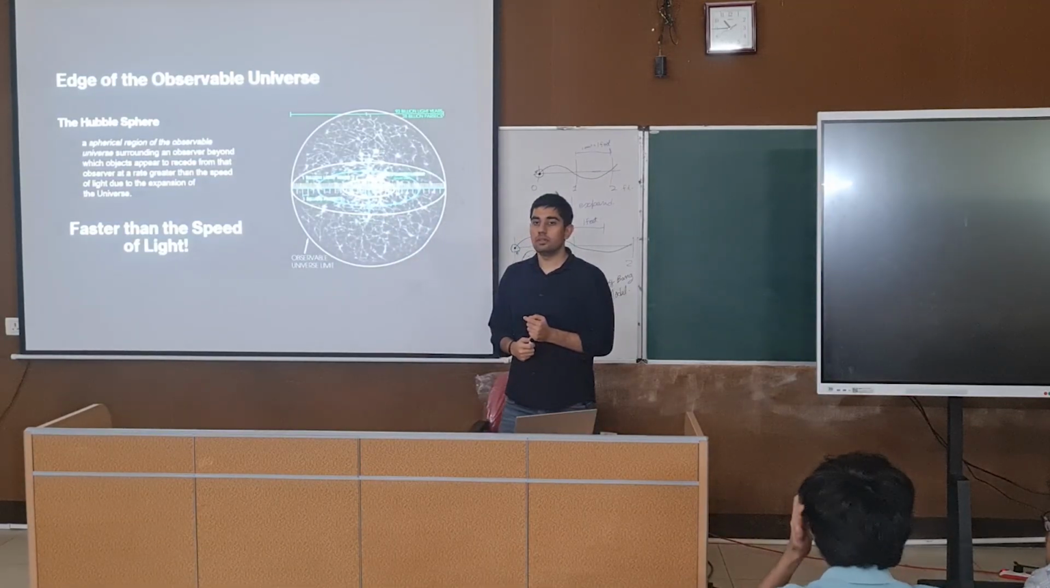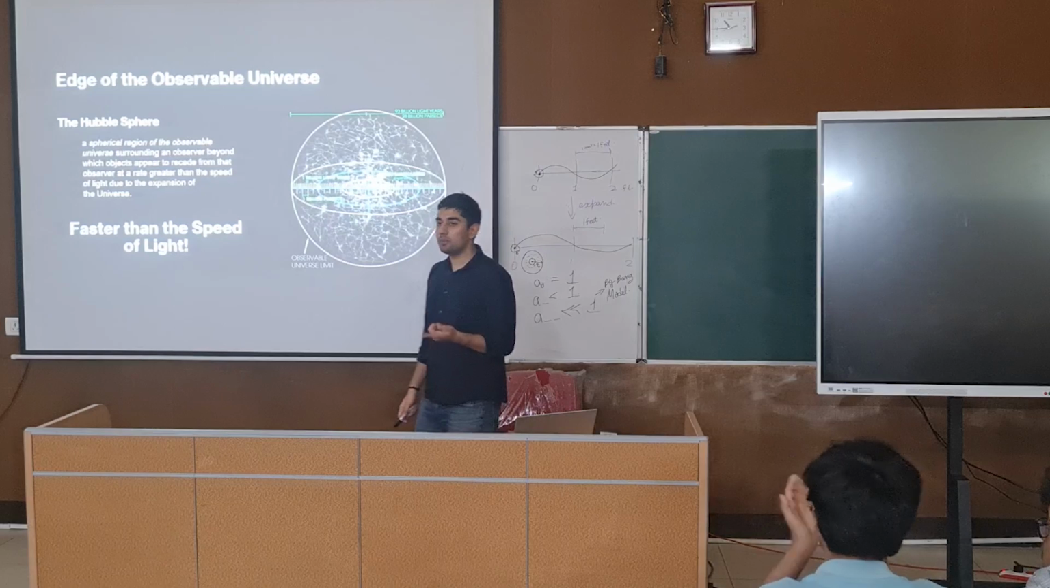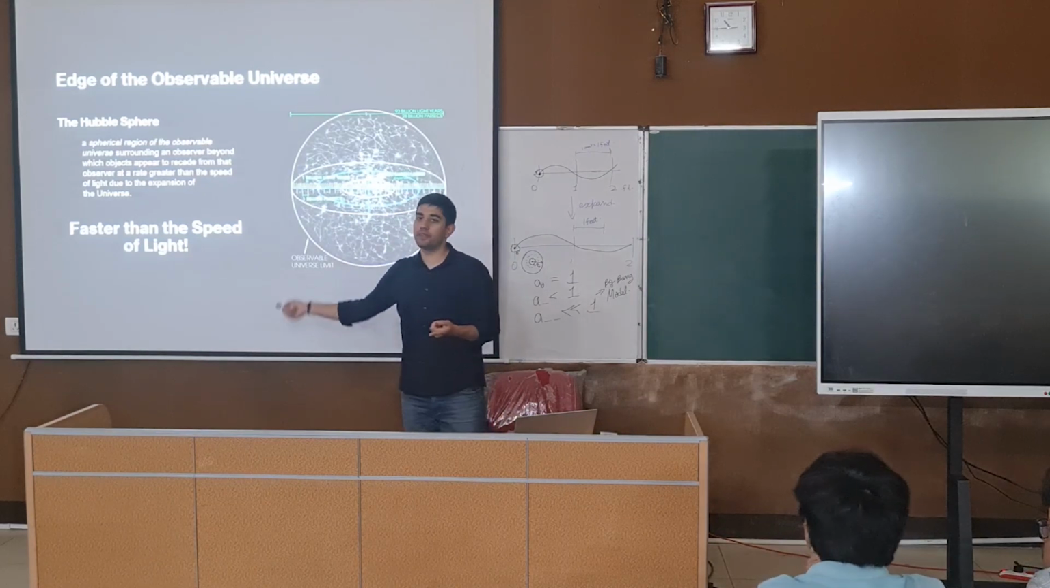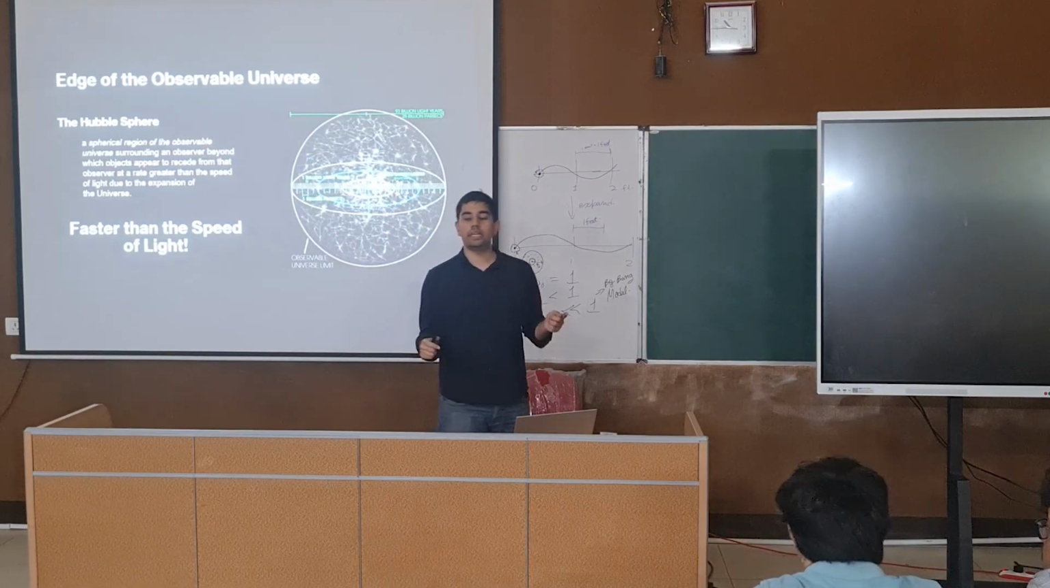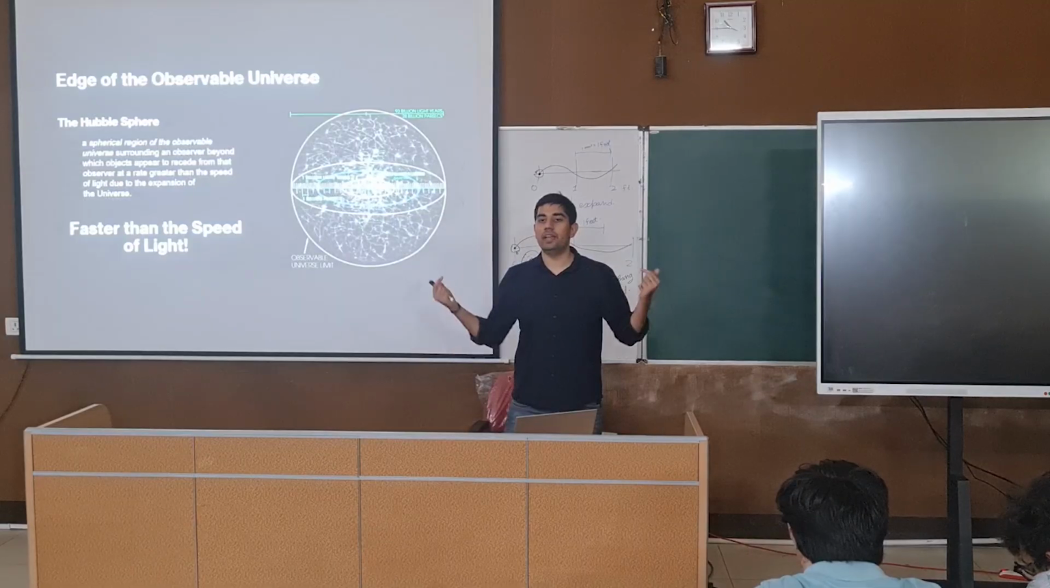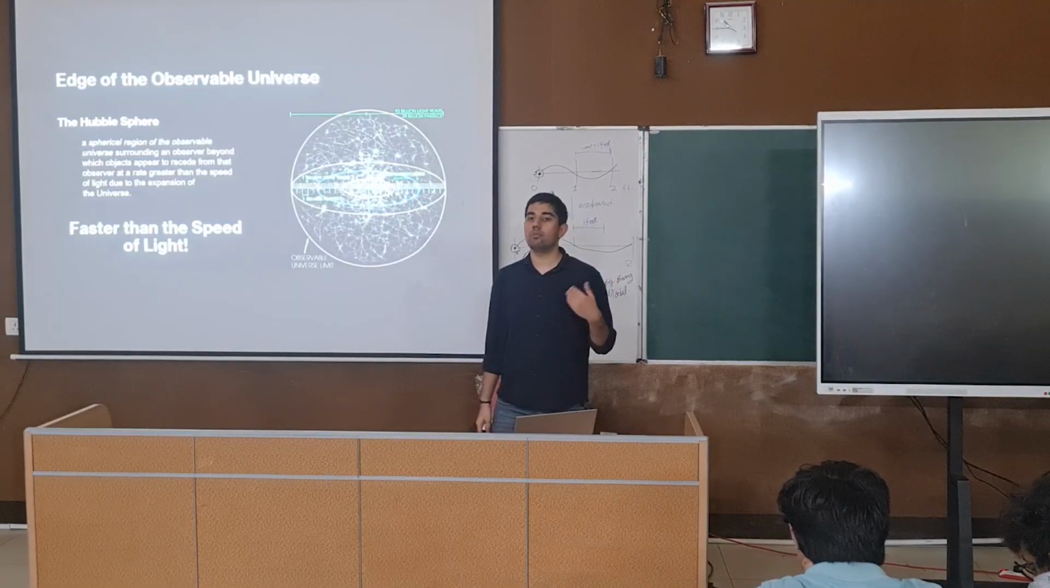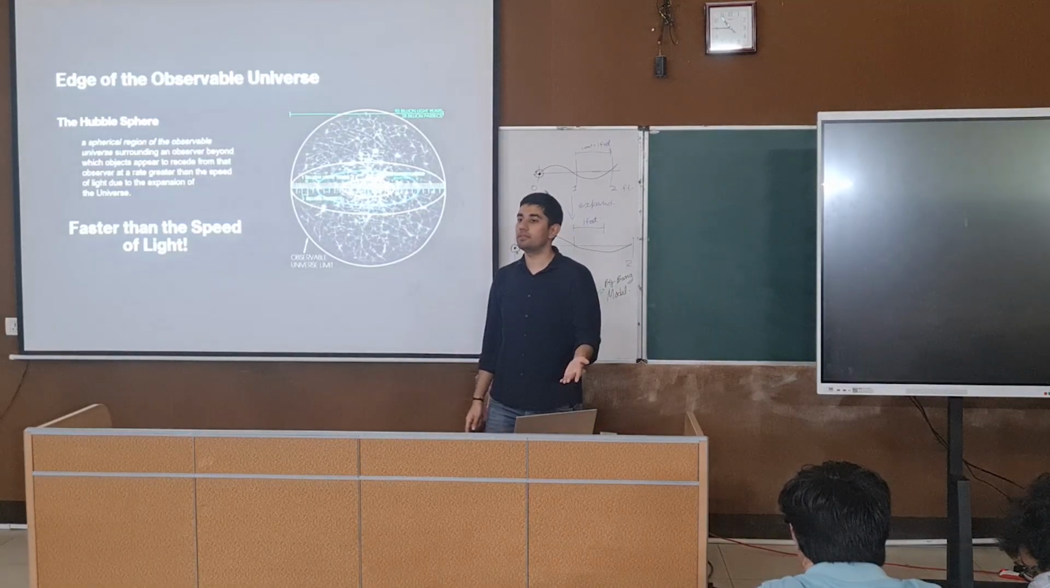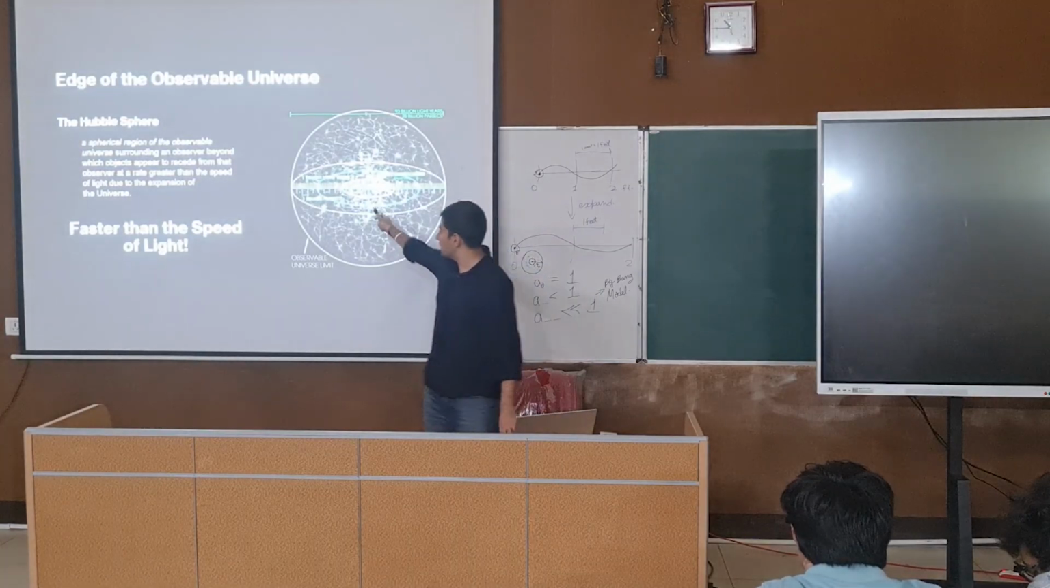Okay? So what I am saying, we have observed galaxies outside this Hubble sphere, but the light that they are emitting at the present time will never be able to reach us because they are moving faster than the speed of light. Okay? But then, so this is the yellow circle.